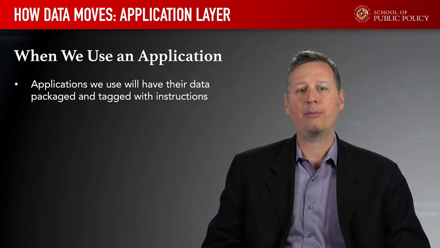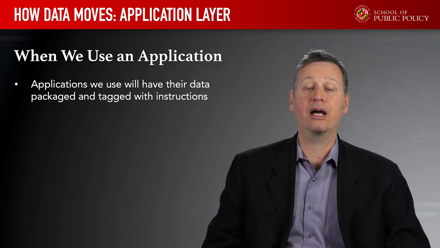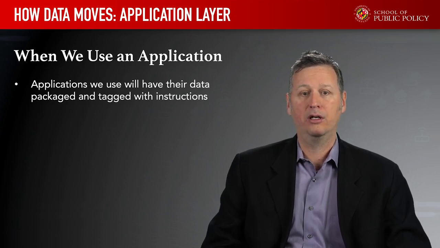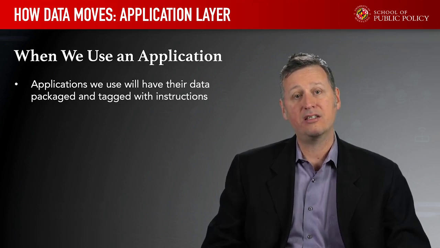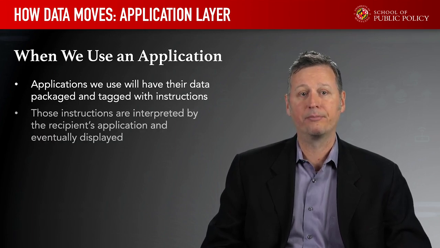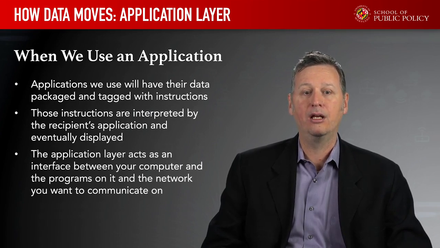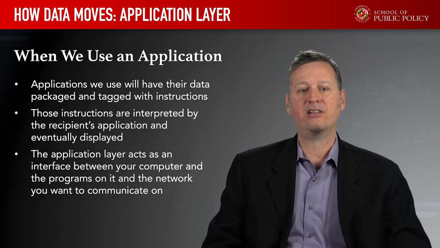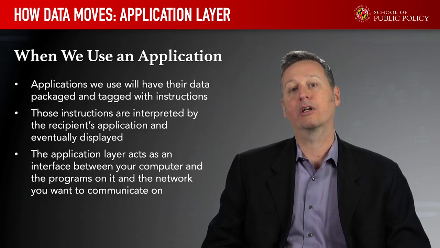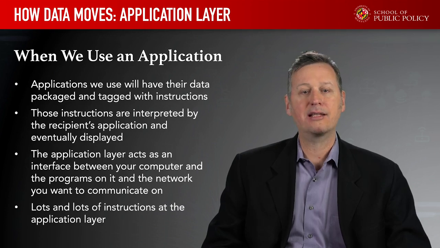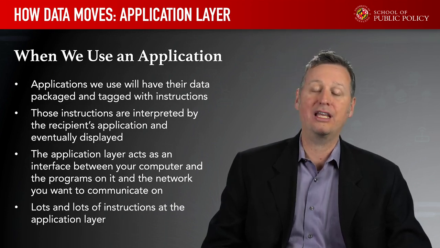So when we use an application, whether you're talking about an email client or your web browser, applications will have their data packaged and tagged with instructions so that the recipient system understands what to do with it. Those instructions are interpreted by that recipient's application and eventually are displayed to them. The application layer, therefore, acts as an interface between your computer and the programs on it and the network you want to communicate on. Lots and lots of instructions exist on the application layer.